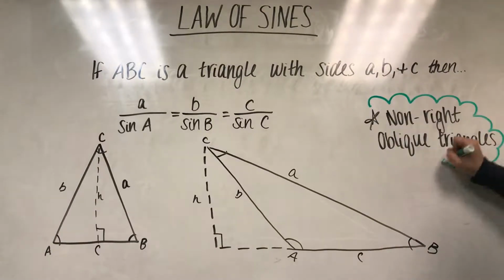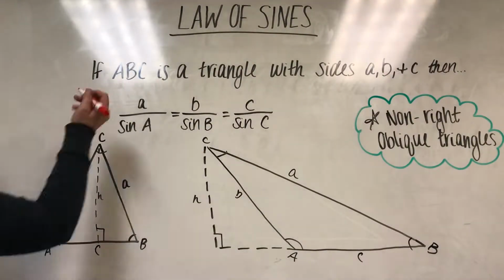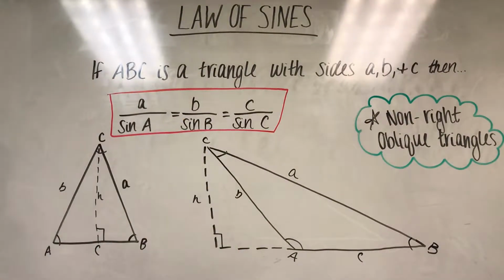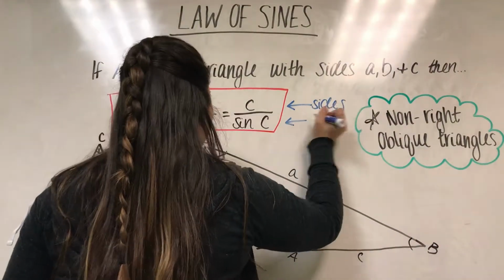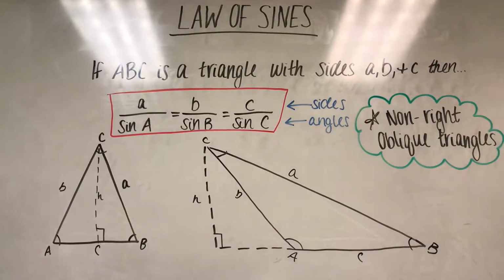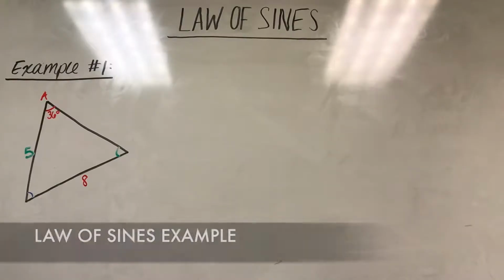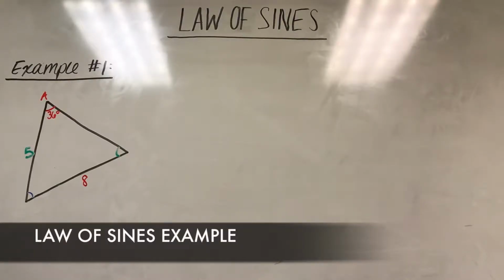The equation for this law looks something like this. The lowercase a, b, and c in the numerator represent the sides of the triangle, while the sine of the angle is placed in the denominator. Now we are going to do a practice problem for the law of sines.